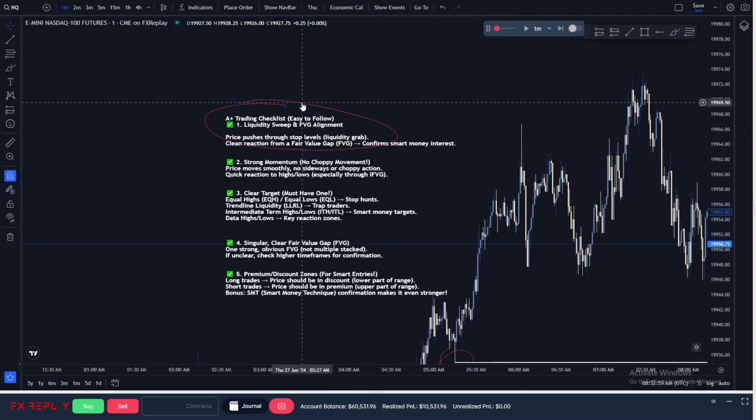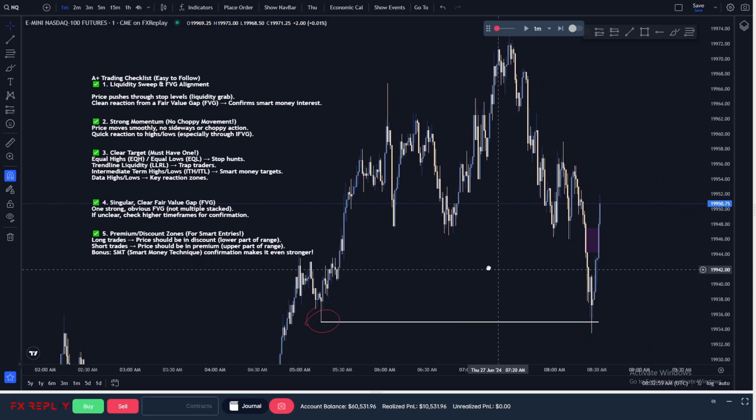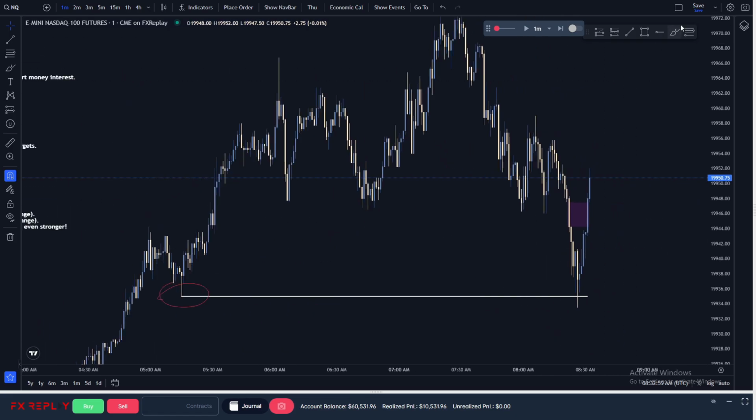So after our liquidity sweep and fair value gap alignment, we want to see some strong momentum, no choppy movement. So strong, smooth price action is key. We don't want to see weak, choppy moves. If price is grinding sideways like this, then that's a huge red flag, and that's definitely not going to be an A+ trade. We want to see explosive reactions to key highs or key lows.